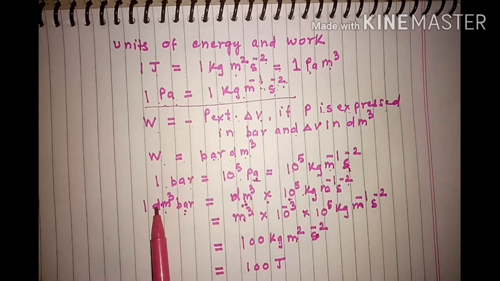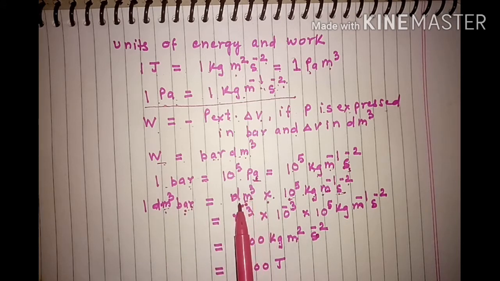Now if work done is expressed in dm cube bar, that will be equal to dm cube into 10 raised to 5 kg meter inverse second square inverse. We have substituted here, because 1 bar is equal to 10 raised to 5 Pascal and 1 Pascal equals this. So we come across this thing into dm cube.